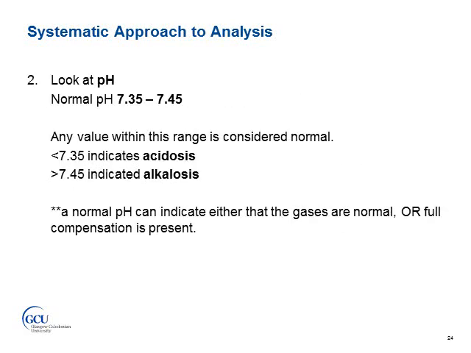Step 2. Look at the pH that you are provided with. The normal pH should be 7.35 to 7.45. Any values within this range are considered normal. A pH of less than 7.35 indicates an acidosis, whereas a 7.45 or more indicates alkalosis. However, a normal pH can indicate either that the gases are normal or that full compensation is going on. We will cover compensation in a minute.